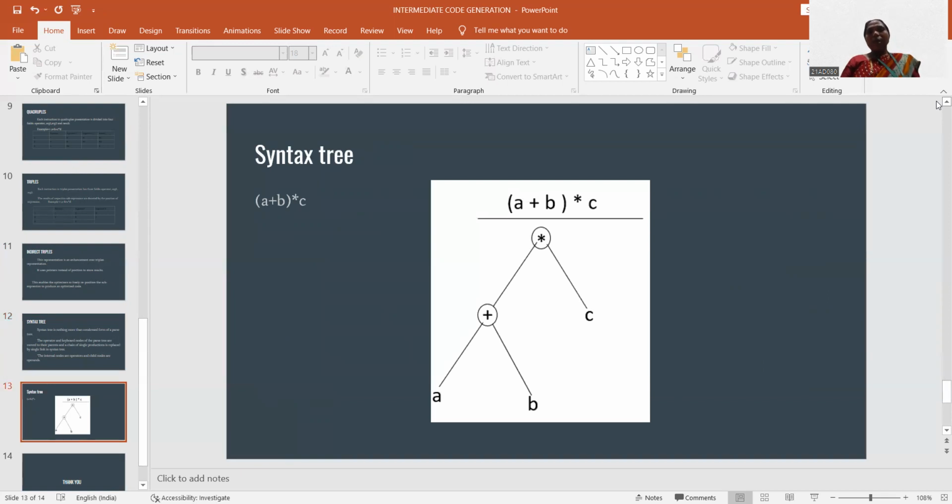Now, this is an example for a syntax tree. A plus B into C. First, we'll be executing A plus B because it is within the parenthesis and it has a higher precedence. So you have plus as a root, left child as A, right child as B. Now, the resultant value of this A plus B will be available in the plus operator, and we are multiplying it with C. So your multiplication operator is the root.